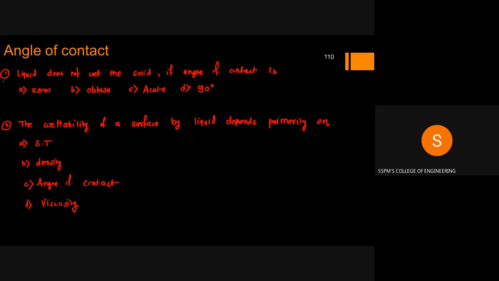Now refer to this theory question. A liquid does not wet the solid surface if the angle of contact is: 0, obtuse, acute angle, or 90 degree. So here, if theta is equal to 90 degree, the liquid does not wet the solid surface.